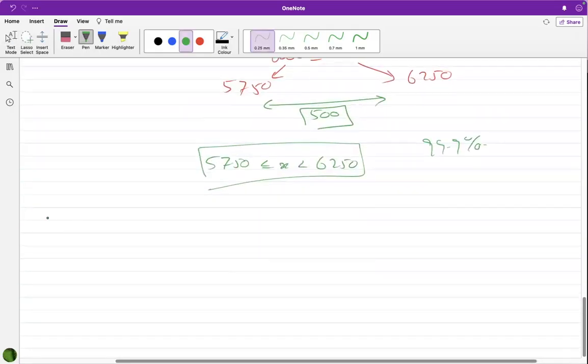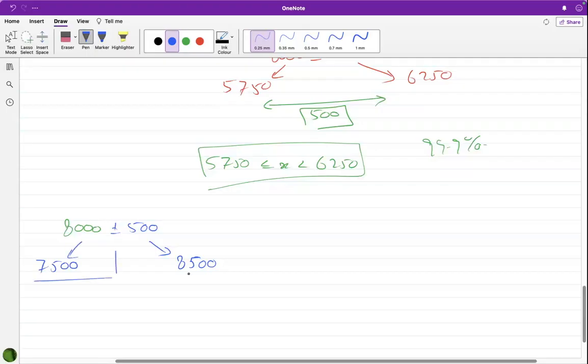For example, we say 8,000 correct to the nearest 1,000. So it would be plus minus 500. Whatever we say, we add and subtract half of it. So if I add 500, this will make it 8,500. If I subtract 500, that is going to make it 7,500. And the difference between both would be 1,000 instead of 500.